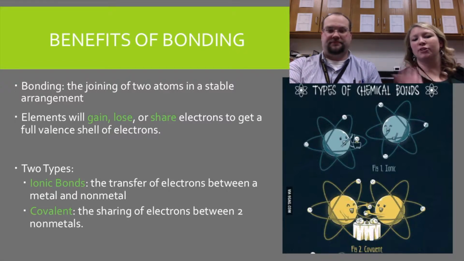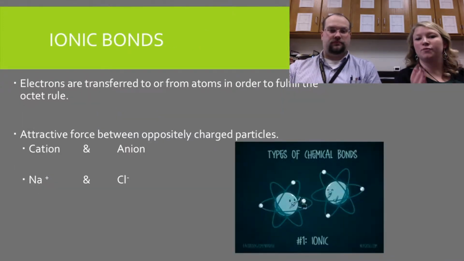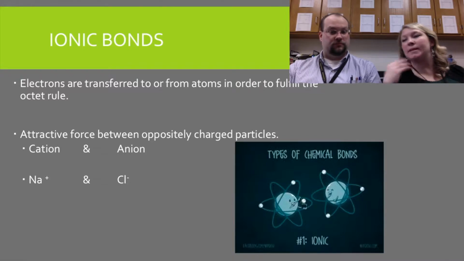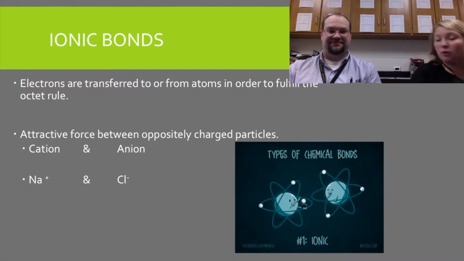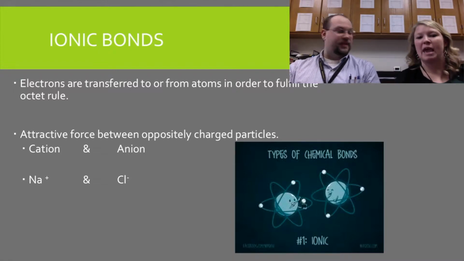So covalent, sharing; ionic, transferring. Nice and easy. They are transferred in order to fill that octet rule. Octet meaning 8. So we always want to make sure that we reach that valence shell of 8, because that's where everyone wants to be happy.